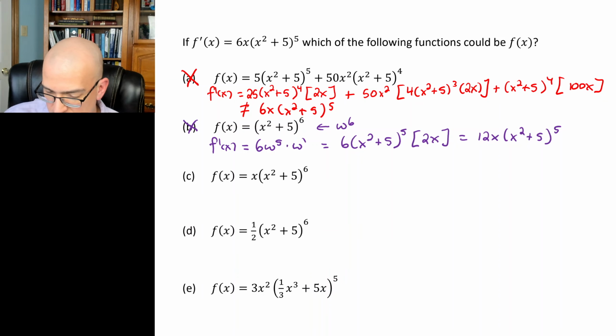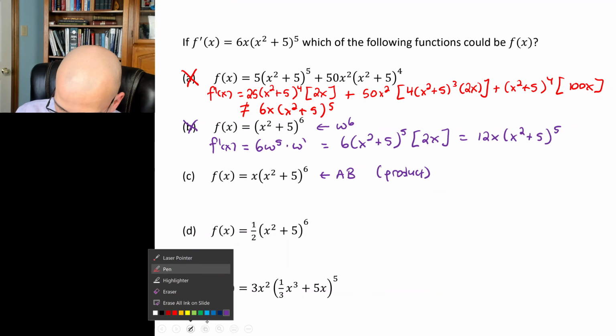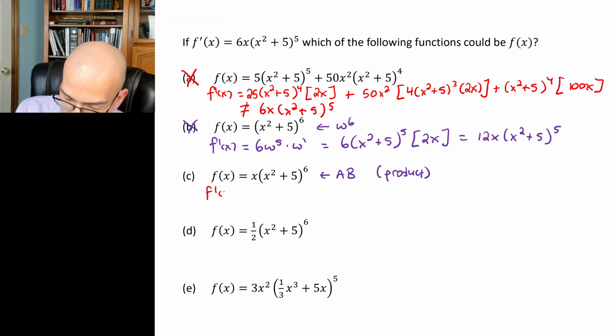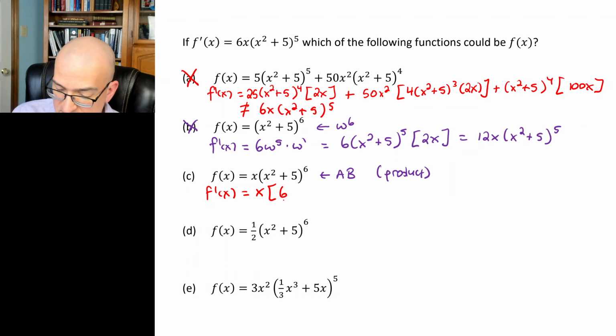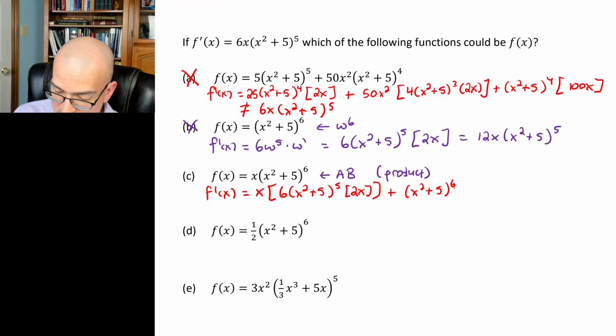Now the next one. Now there's an x in front. What happens when we take the derivative? This is a times b. We need a product rule. So when I take the derivative here, I'll have a multiplied by the derivative of b, which we just did, 6 times x squared plus 5 to the power of 5, times the derivative of the inside, 2x, plus, now the second term times the derivative of the first, x squared plus 5 to the power of 6, multiplied by the derivative of x, which is 1.